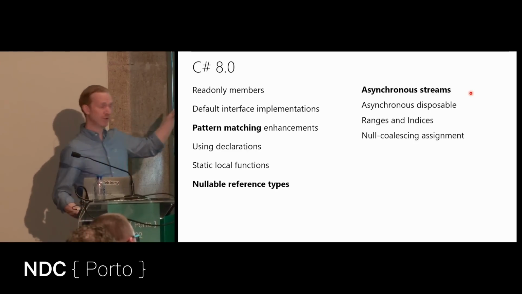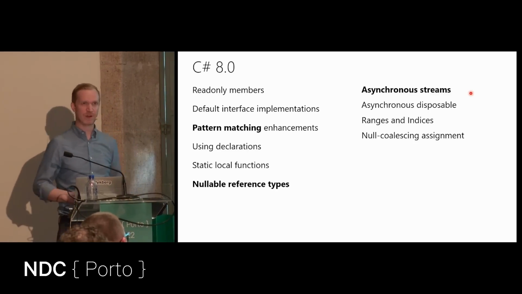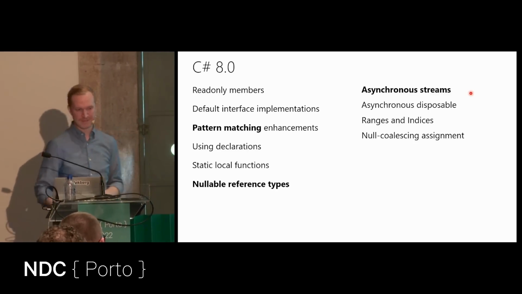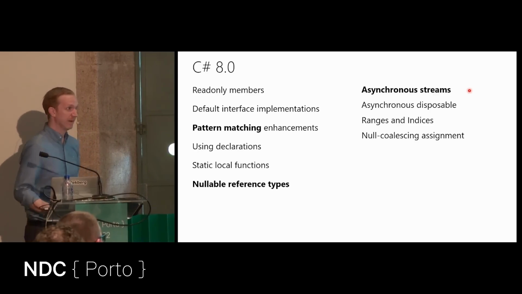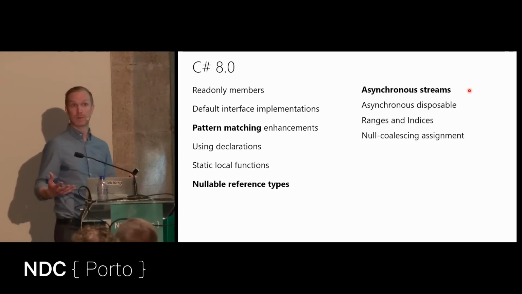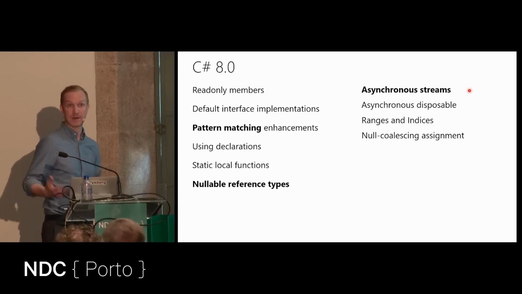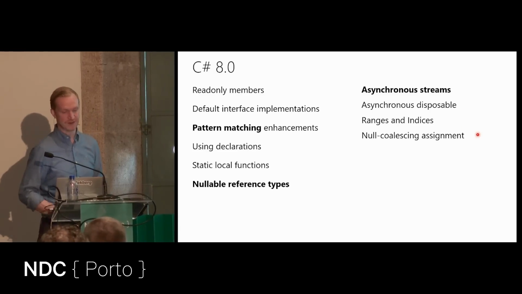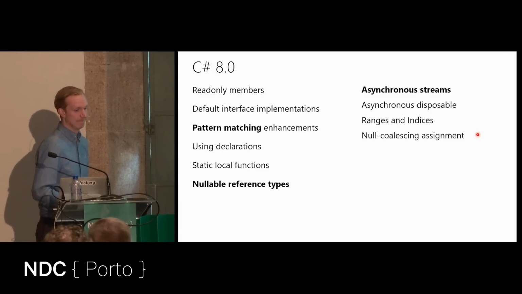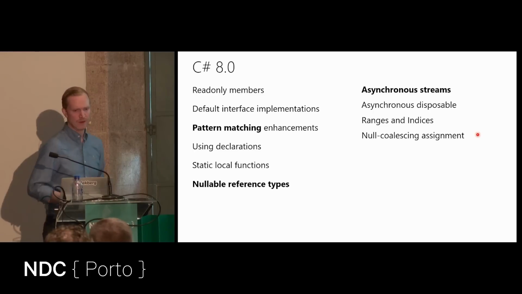The highlighted portions, the ones that I bolded here, that's what we're going to be looking at in a little bit more detail. We also got something called asynchronous streams, which is a way for us to consume data that's streamed into an application. Async disposable, ranges and indices, and some null handling as well.